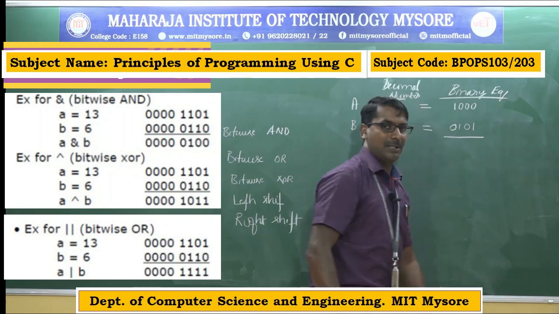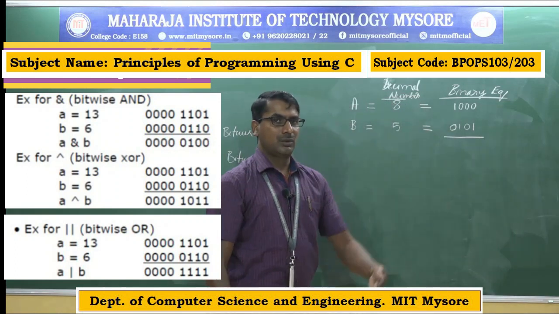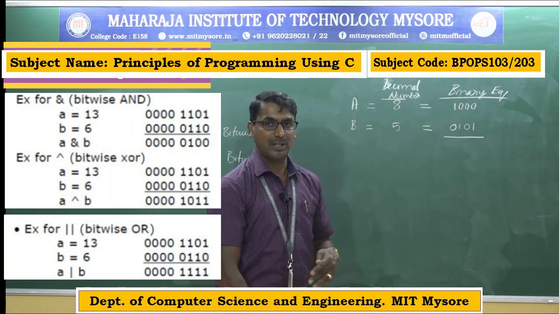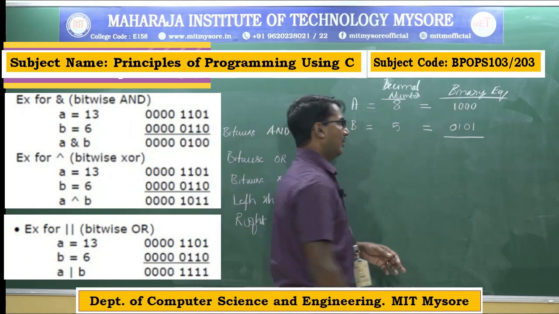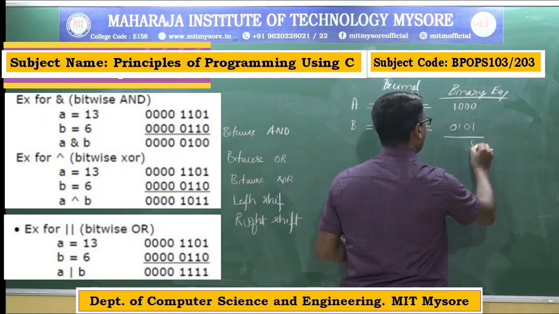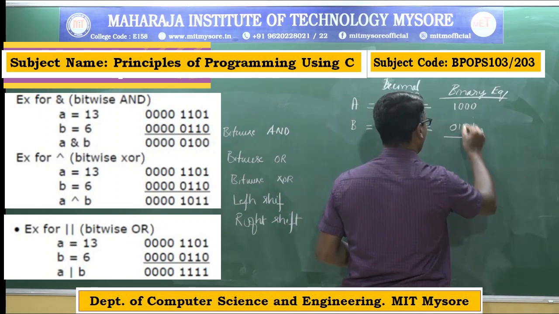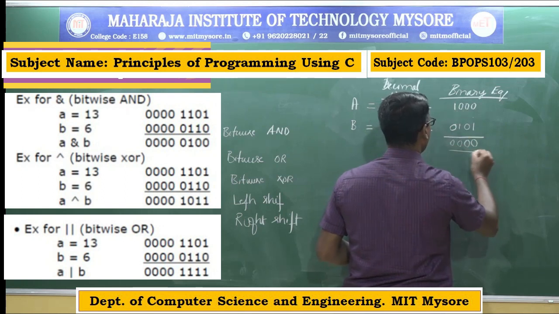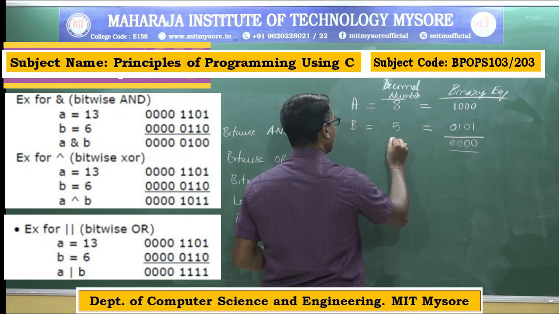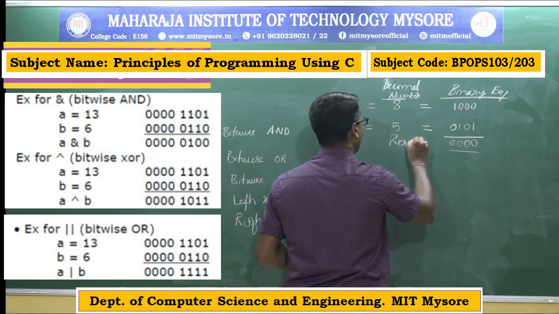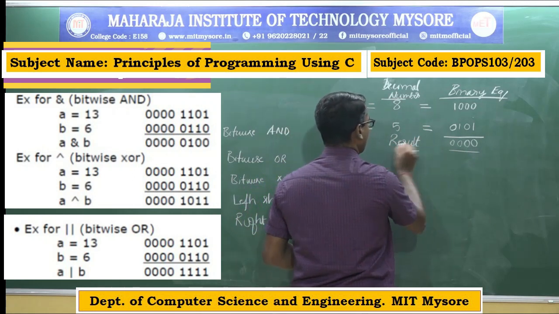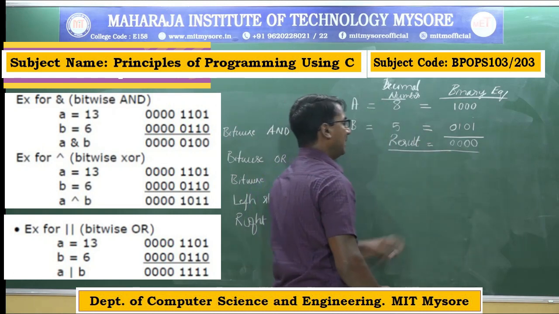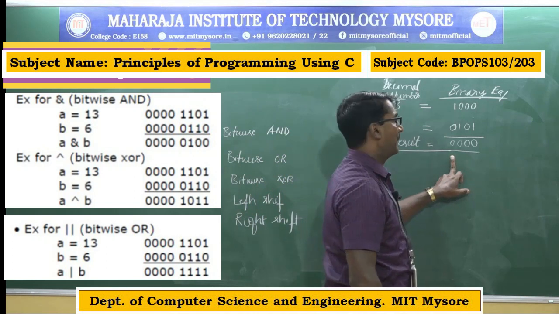When we perform the bitwise AND operation, in the AND operation, if both inputs are 1, then the output is 1. If any one of the inputs is 0, the output is 0. Now the bitwise AND operation of A and B is 0 0 0 0.